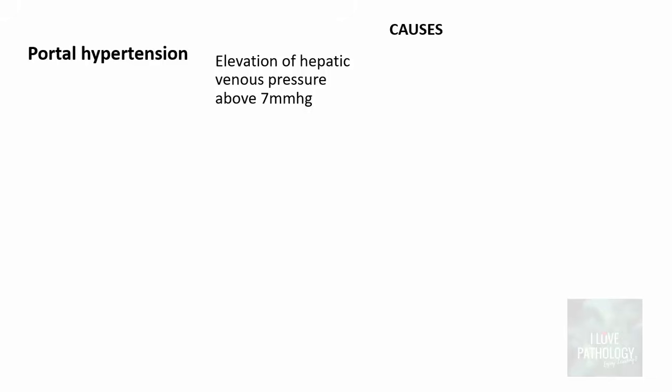Now let us understand one important thing when it comes to alcoholic liver disease. The complications include portal hypertension, where there is elevation of hepatic venous pressure above 7 millimeters of mercury. I'm not going to discuss the causes in detail. It could be a hepatic cause, a pre-hepatic cause, or a post-hepatic cause. The most common hepatic cause is cirrhosis. Whatever the cause, whether pre, post-hepatic or hepatic, the sequelae of portal hypertension are very important for you to understand. What are the sequelae?